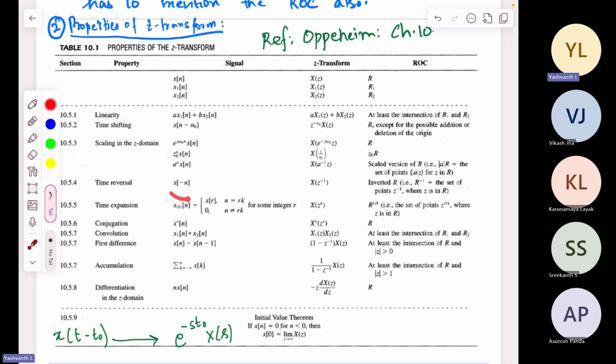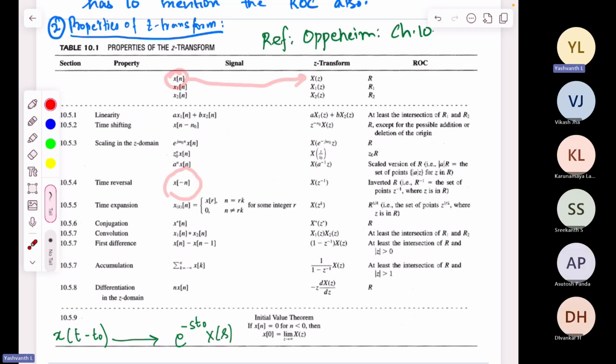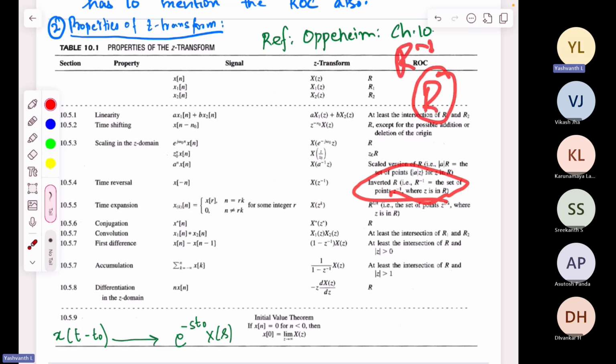The next property goes as follows. If x of n is a time domain signal for which the z transform is capital X of z, then x of minus n will have the z transform x of z inverse. And the ROC will be inverted. That is, if R is the ROC of x of n, then R inverse will be the set of all points z inverse where z is in R. That is basically the ROC of the z transform of x of minus n.